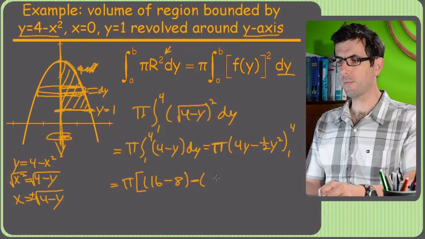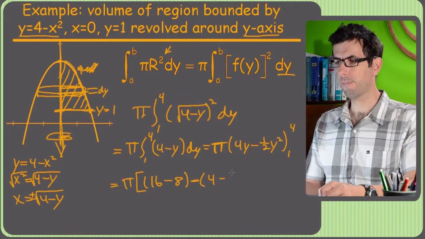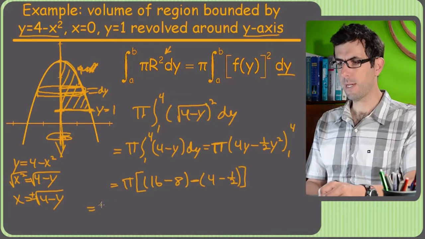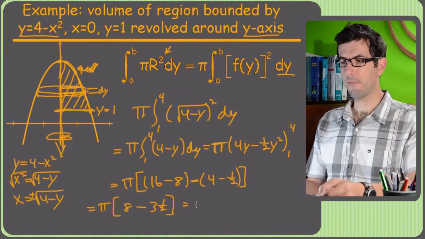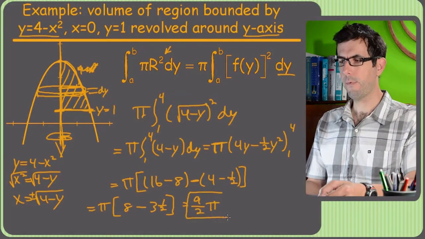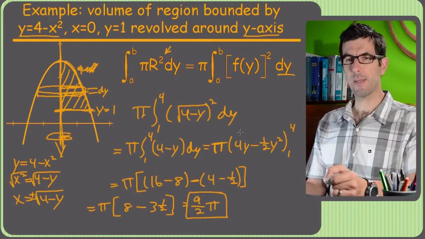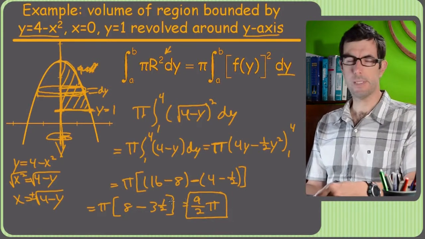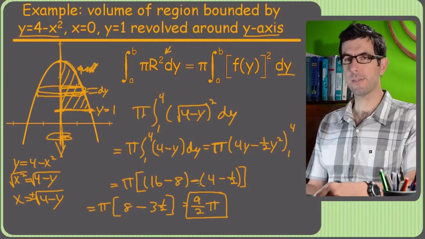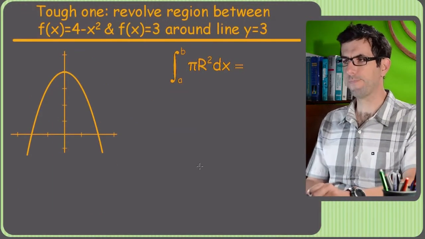Now I got to plug in 1, so it's going to be 4 minus 1/2. Alright, so that equals pi times 16 minus 8 is 8, minus 4 minus 1/2 is 3.5. So 8 minus 3.5 is going to be 4.5 pi, which is 9/2 pi, or 9 pi over 2, however you prefer it. In calculus, it's no problem to use improper fractions, so we don't have to worry about reducing things or anything.